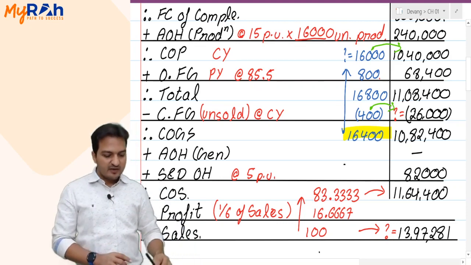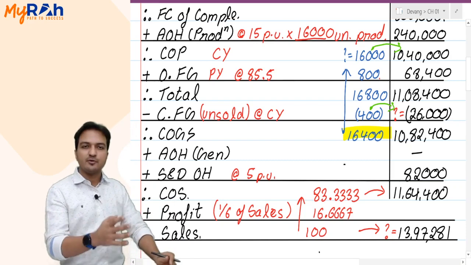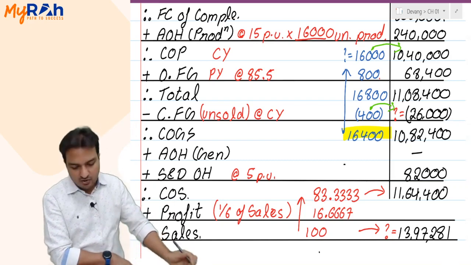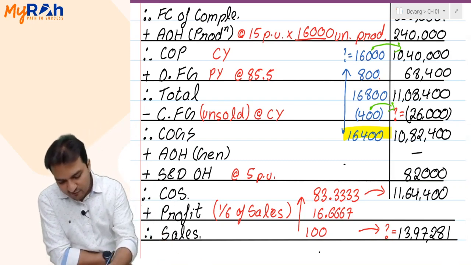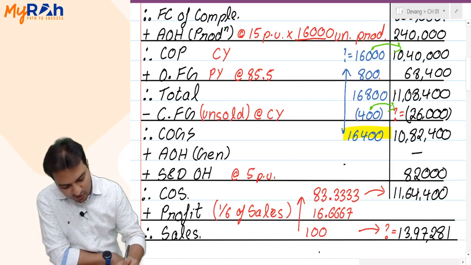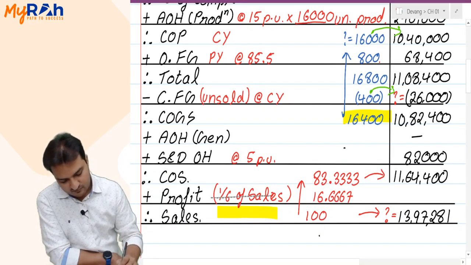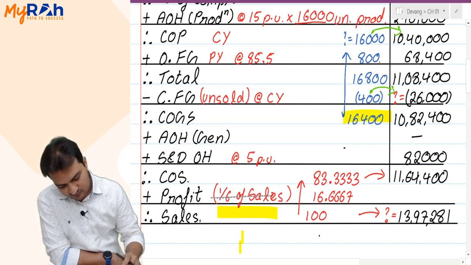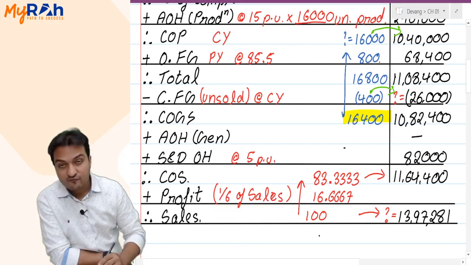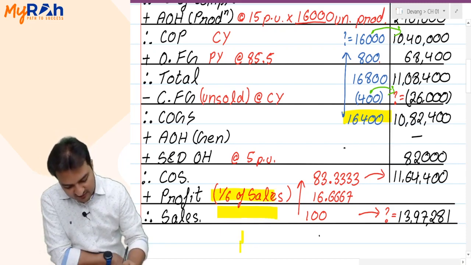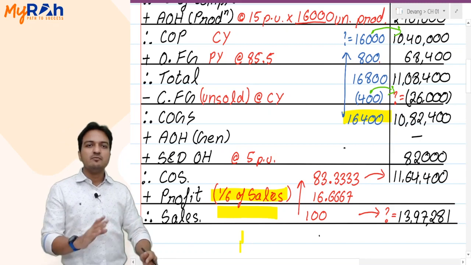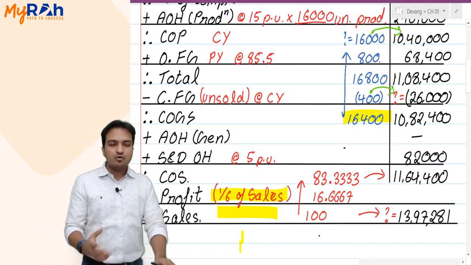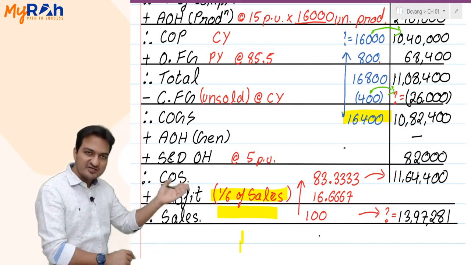13,97,281 becomes my sales, therefore, and the balance you can put as the profit. Now look, many of you might be habituated to your old method, that 1/6 of sales means 1/5 of cost. I don't mind, you can follow that method, it will give you the same answer.